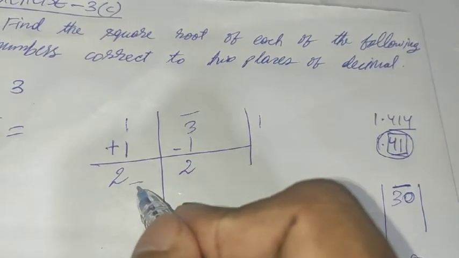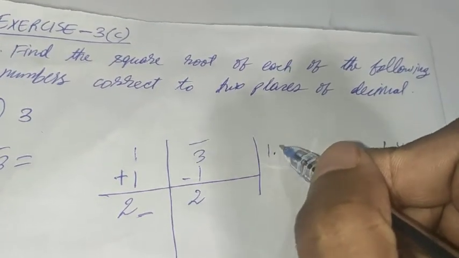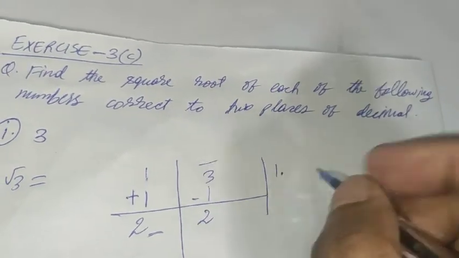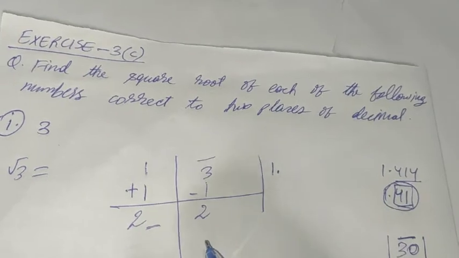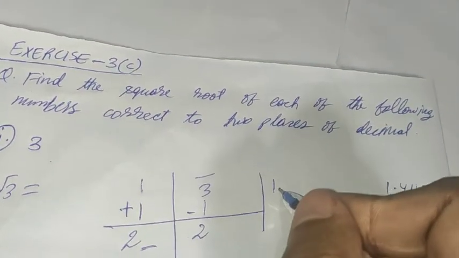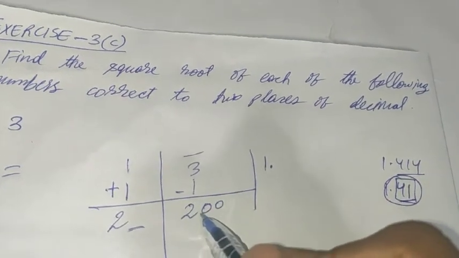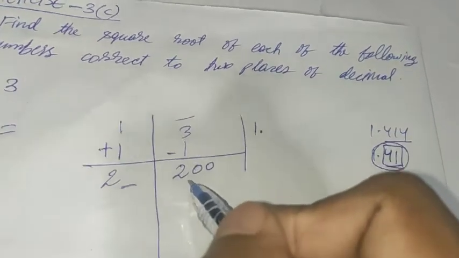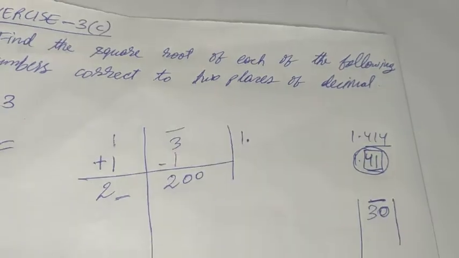Now we need a number. Here you put a point. After 3 there is no number, so now we will put a point, as we need it correct up to 2 places of decimal. So 1 point. After putting the point, you can put 2 0 next to 2, one pair of 0, that is 2 0 next to 2.